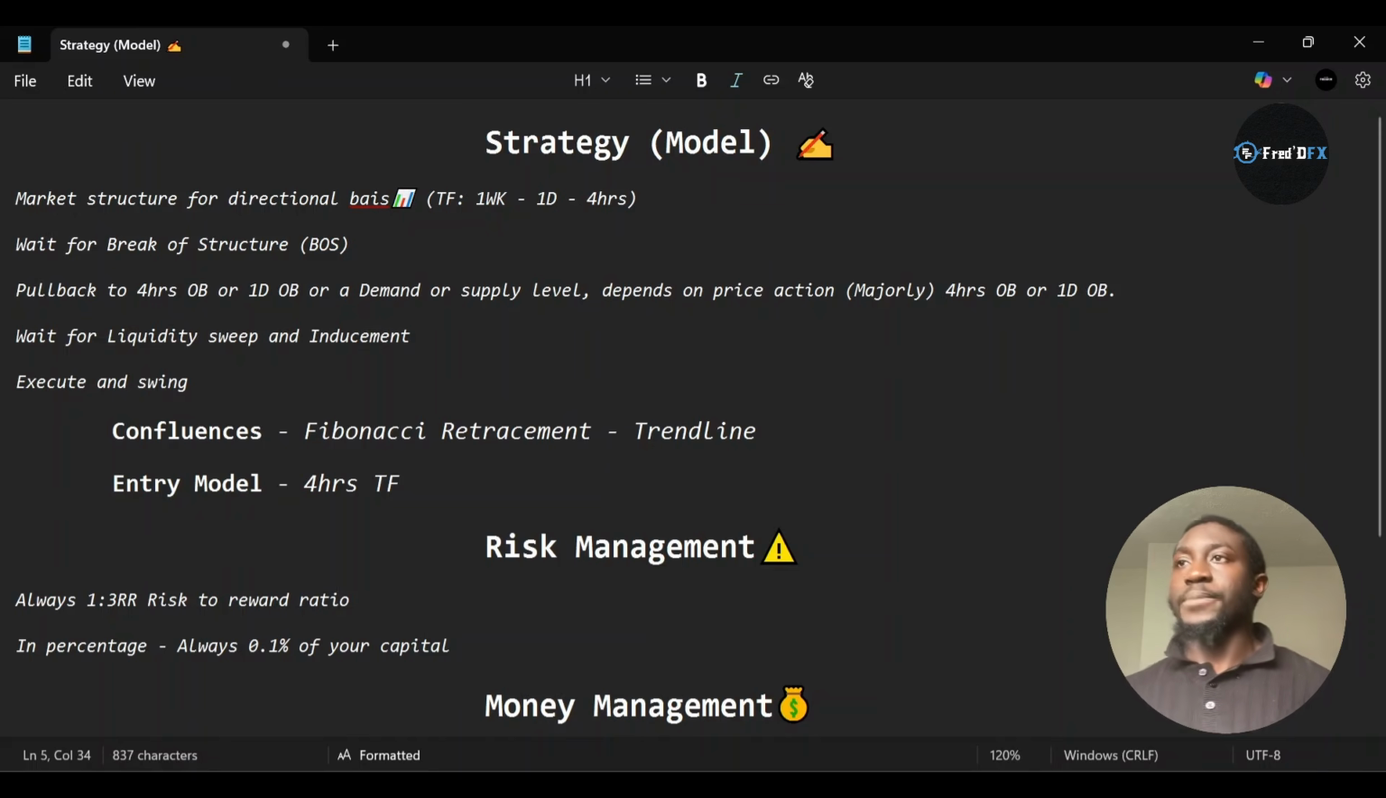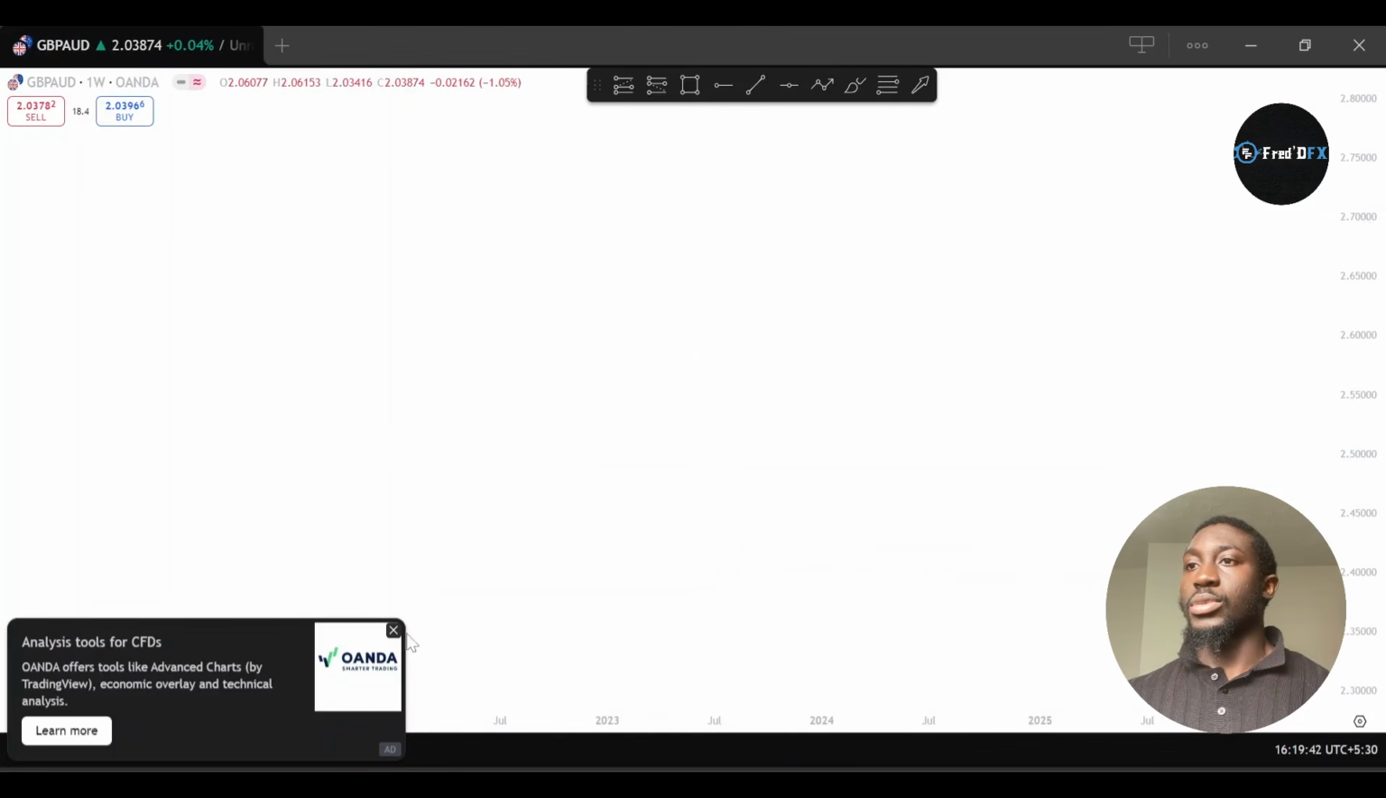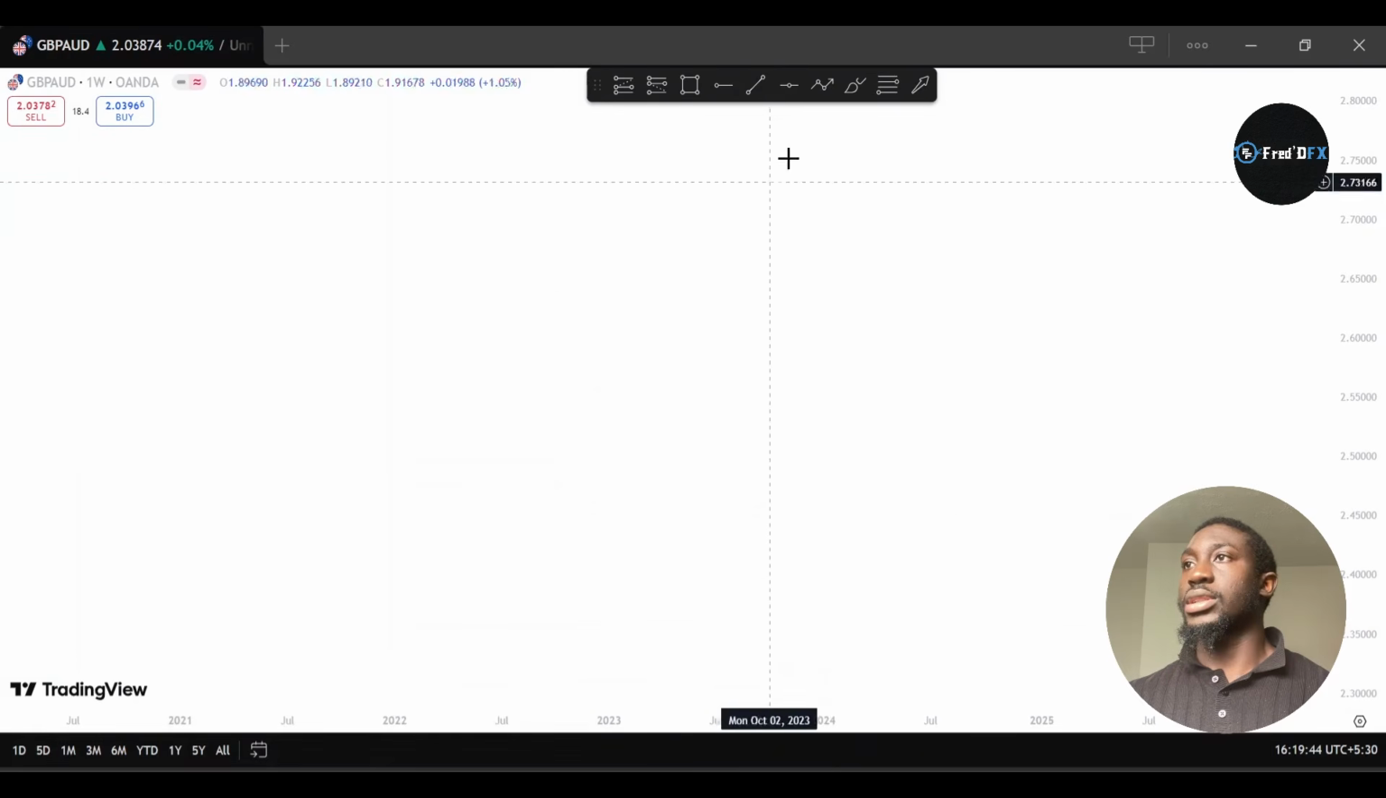Now the first thing we need to do is your market structure for directional bias. You can use the 1 week, 1 day, and 4 hours time frames. Now let's go into the charts and let me give you a breakdown of what I'm talking about.